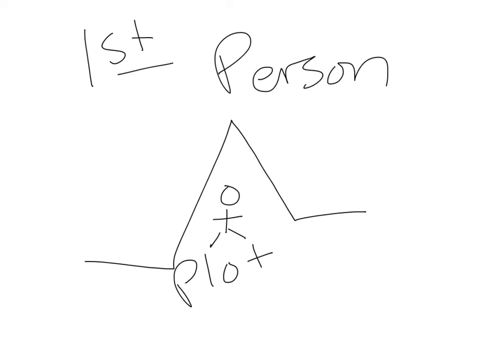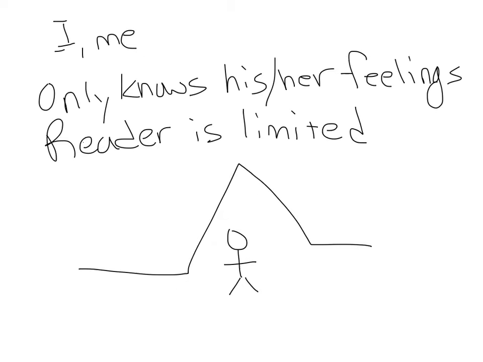So, here is my plot again. Here's my story. We are going to talk about first person point of view first. So, if you can see, I got my narrator right here. My narrator is inside my plot. In first person point of view, the narrator is actually a character in the story. So, what does it mean if you have a first person point of view from your narrator?